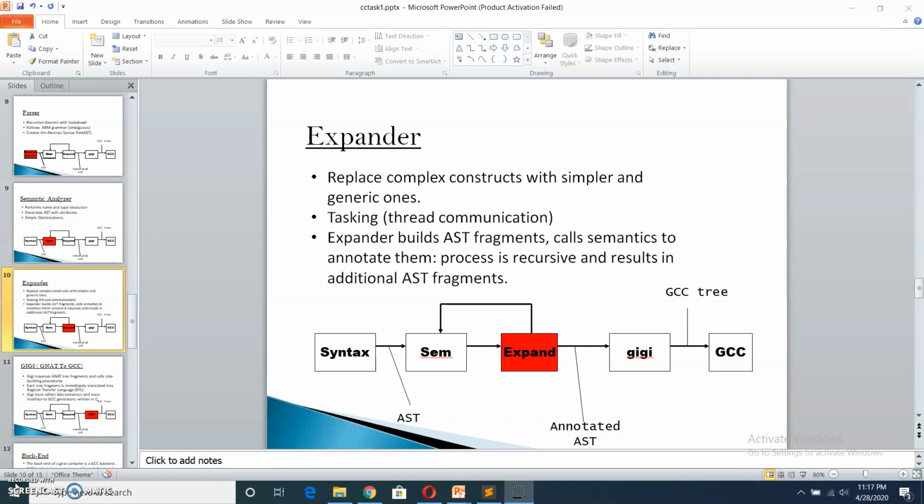Next is a unique expander phase, which transforms high-level AST nodes into equivalent AST fragments built with lower-level abstraction nodes and, if required, calls to the ADA runtime library routines. Given that code generation requires that such fragments carry all semantic attributes, every expansion activity must be followed by additional semantic processing on the generated tree. It can be seen as a backward arrow from the expander to the semantic analyzer.